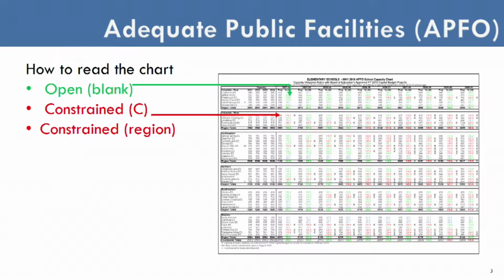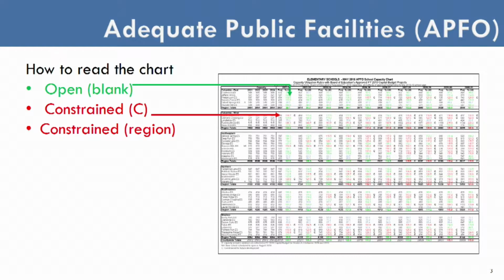This chart is an example of how to read the school capacities chart. I know it's really small on your screen. Blue indicates the projected school capacity utilization under 90%. Green indicates the projected school capacity utilization between 90% and 115%. And red indicates the projected school capacity utilization above 115%.